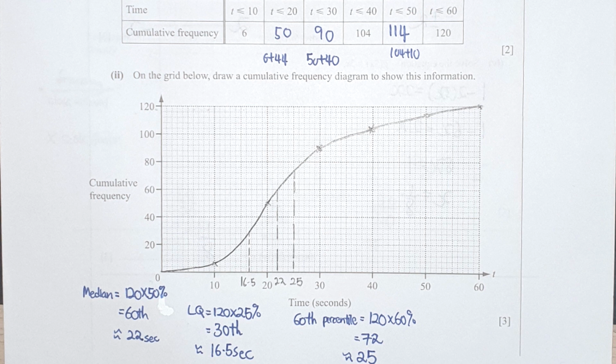Answer these 3 questions: median, lower quartile, and 60th percentile. For the median, 120 students times 50%, you find the 60th value as 22 seconds. For the lower quartile, take 120 times 25% equals the 30th value, which is 16.5. As for the 60th percentile, simply take 120 times 60%, you will get 72. From 72, you draw it down, you will get 25.